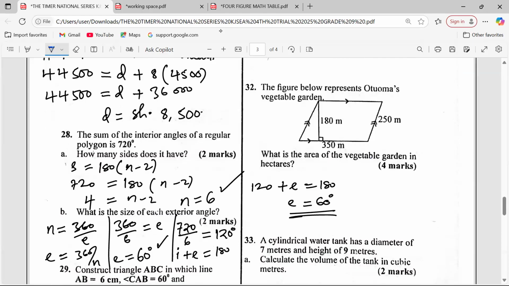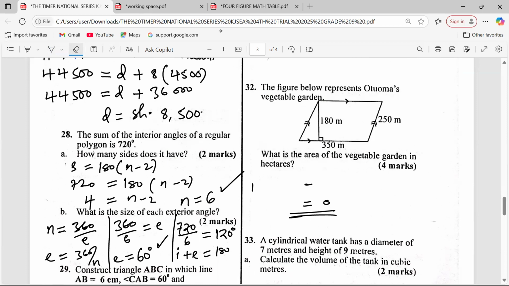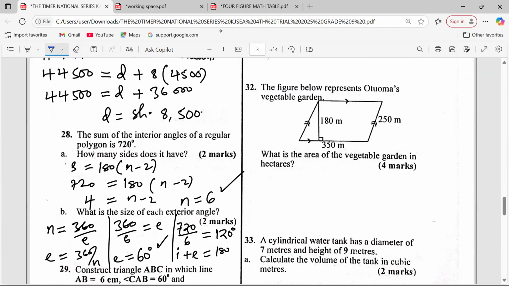Number 32. The figure below represents Thomas's vegetable garden. We can see it is in the shape of a parallelogram. Then we are told, what is the area of the vegetable garden in hectares? Area for a parallelogram is usually given as base times height. So a base of 350 and a vertical height of 180, 350 and 180.